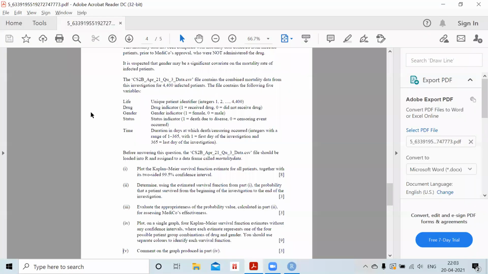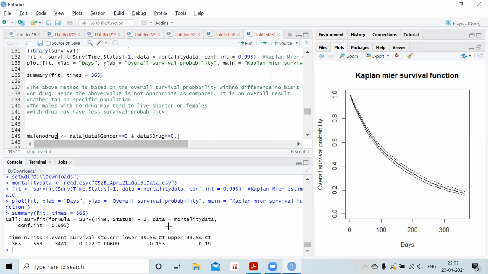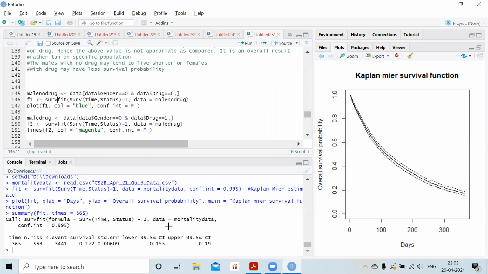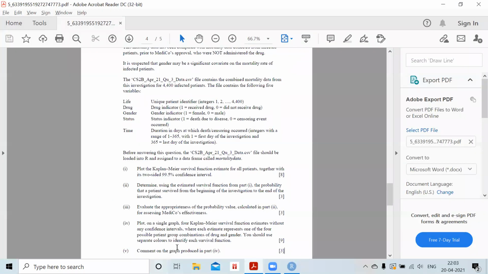Okay. The next question says to plot on a single graph the Kaplan-Meier survival function estimates without any confidence intervals, where each estimate represents one of the 4 possible patient group combinations of drug and gender. You should use separate colors to identify each survival function. So yes, I will obviously say this. They've said possible 4 combinations.